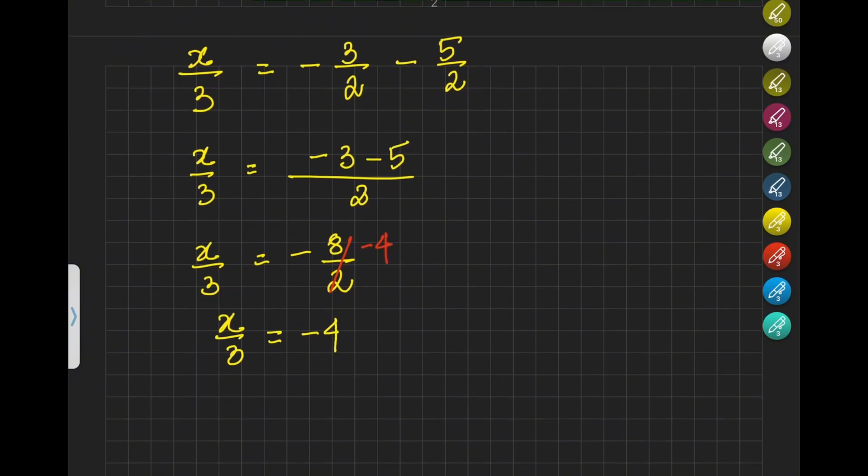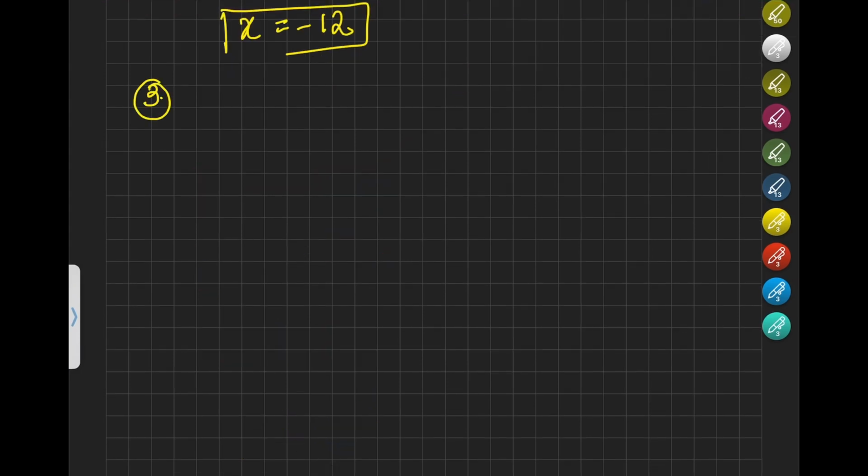Is my x isolated? No, still we have 3 in the denominator. So x is equal to minus 4 into 3, so x is equal to minus 12. Third question is 15 by 4 minus 7x is equal to 9.